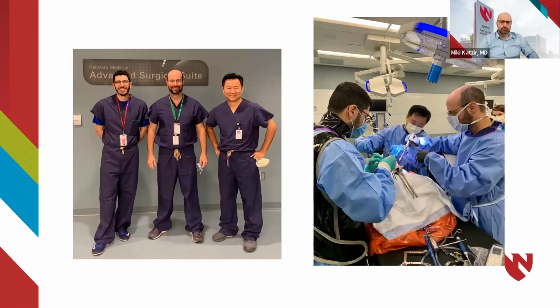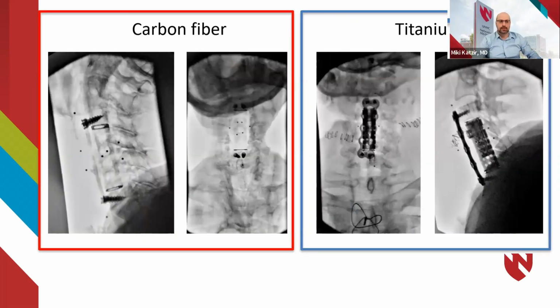And then after we completed that part, we wanted to see what will happen if there will be more titanium in the field and more artifacts. So we took 2 cadavers, and we instrumented the cervical spine. We did a 2-level corpectomy and instrumented in both cadavers, inserted the dosimeter chips. You can see on the left carbon fiber cage and plate, and on the right titanium cage and plate. The dosimetric chips are seen as the small dots there.